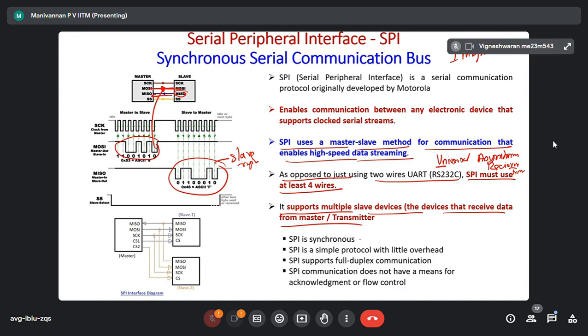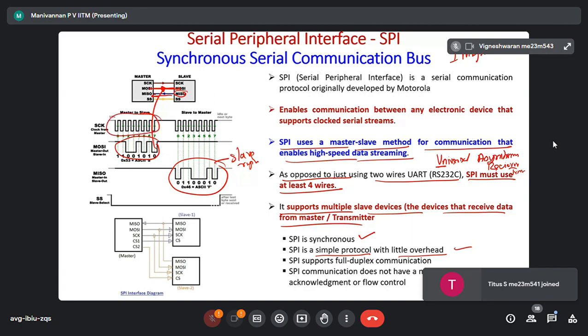In SPI, so key points, note them down. It is a synchronous communication; SPI, serial peripheral interface, is called synchronous communication. SPI is a simple protocol with little overhead. You don't need handshaking signals. Please note here, in SPI, you don't see RTS, CTS, hardware handshaking. We have 25 pins, correct? All those things are not needed, because that is taken care of by the clock.